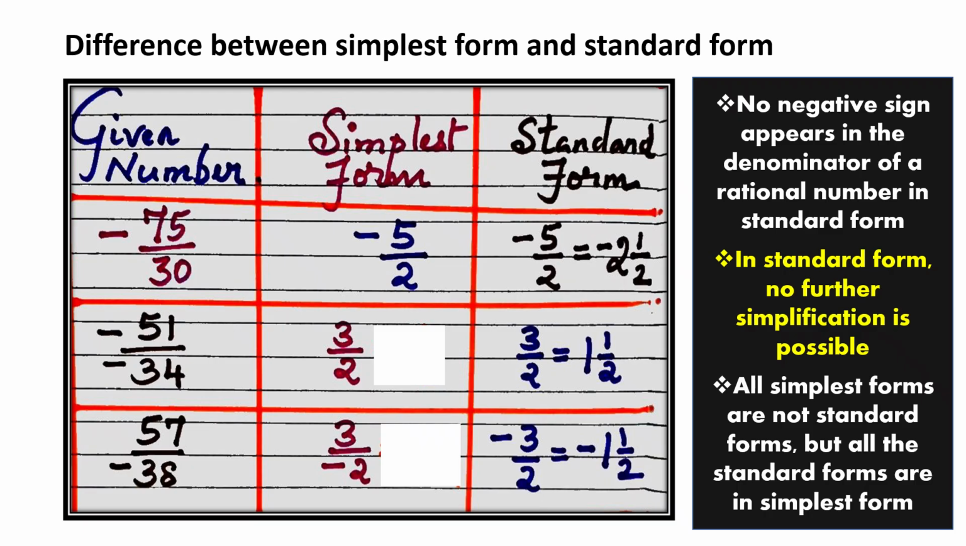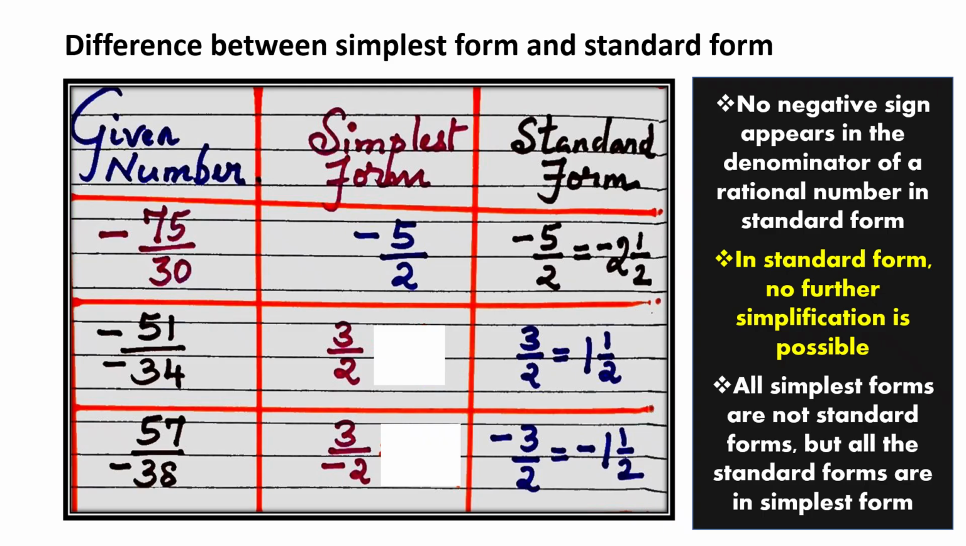Let us check the difference between the simplest form and the standard form. Consider the number -75/30. The simplest form of this number is -5/2, as we divide 75 and 30 each by the HCF 15. Now, the simplest form we have written is -5/2, and the numerator is carrying the minus sign. It is a negative rational number.